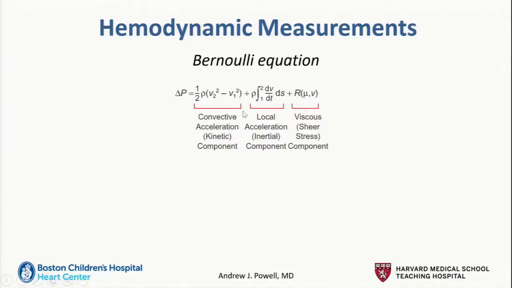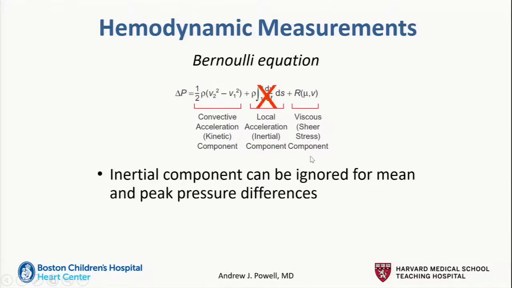So here's that equation again, and there's three components to this equation. One is the kinetic component over here. This next middle portion is the inertial component, and then finally there's a shear stress component as well. So this middle one, this inertial component, this can be ignored if you're looking at mean or peak pressure differences. This is very convenient because that's mostly what we do look at. We look at mean or peak pressure differences.